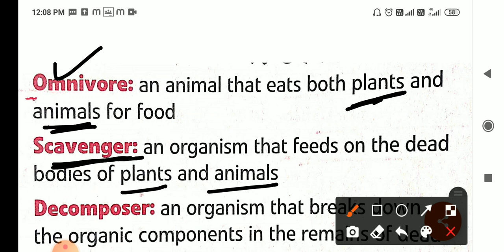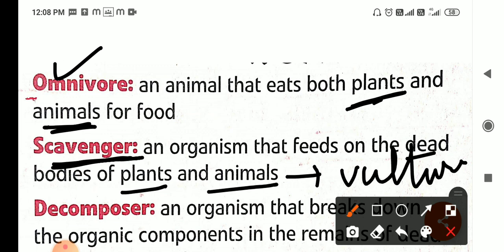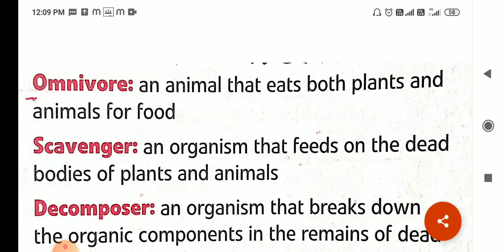And in the scavenger we can give the example of vulture. Vulture is the example, and crow, maybe, and next hyenas are the example. And in omnivore you can give the example, humans are omnivore, most of the birds, and crow, that is also omnivore, and there are so many others also.